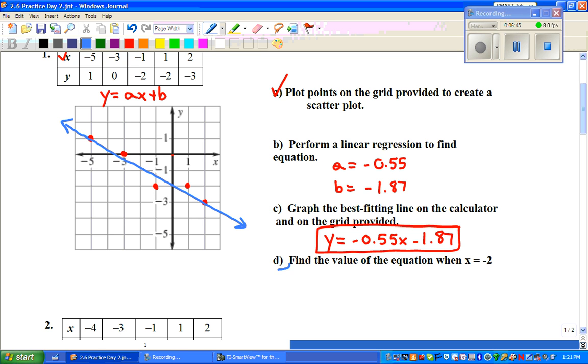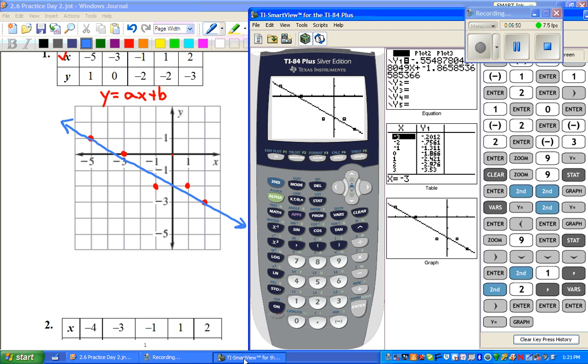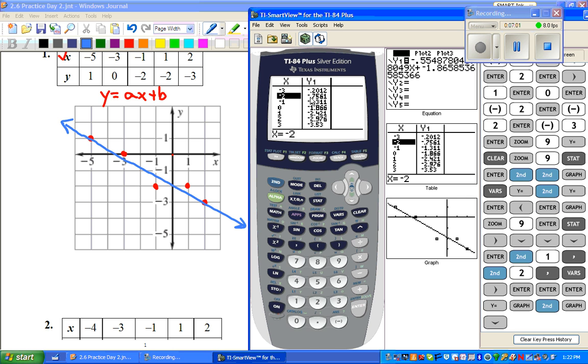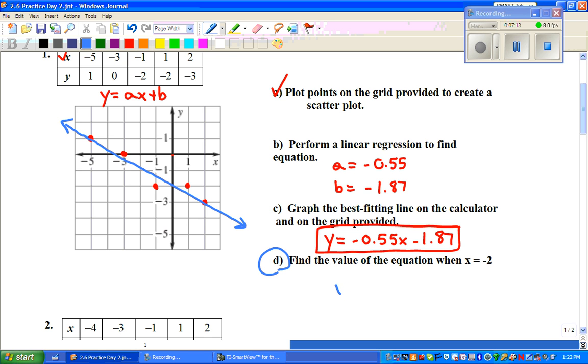Okay, now the last question asks us to find the value of the equation when x is negative 2. Here's what I'm going to do for that. I'm going to get an exact answer by going second table. Look at what I have. It's asking me what my value is when x is negative 2, and look at what I have right here. My y value, I got negative 0.7561, so I'm going to round it to 2 decimal places. So y is equal to negative 0.76 based on that table.